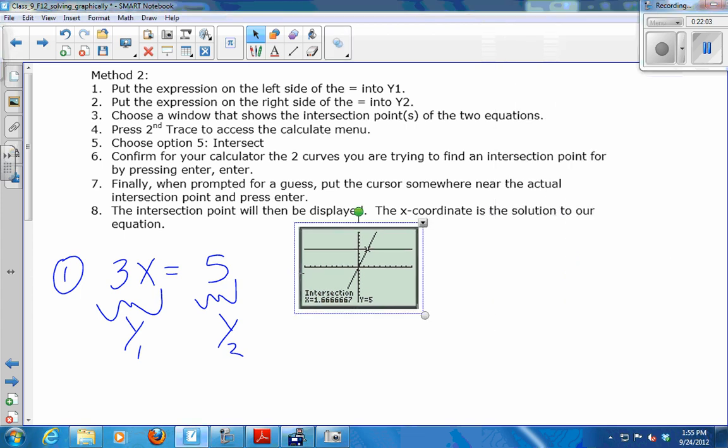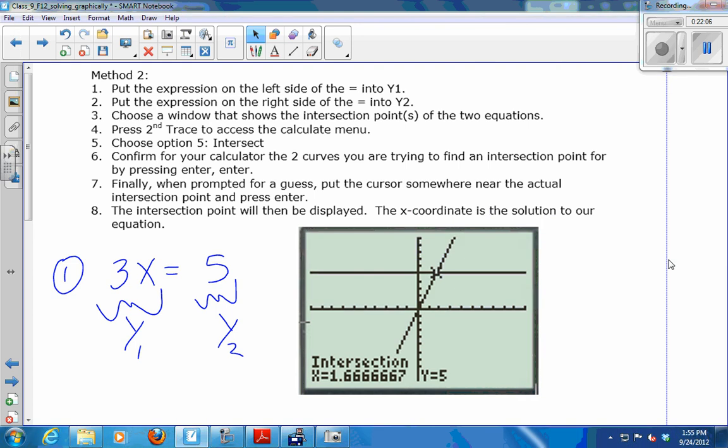So when I see this solution, my x-coordinate is the solution. What does that y equals 5 represent in terms of the equation? I know that when I solve that equation, 1 2/3 is the solution. What is the 5 all about? Yes, it's y2. It's the second equation.